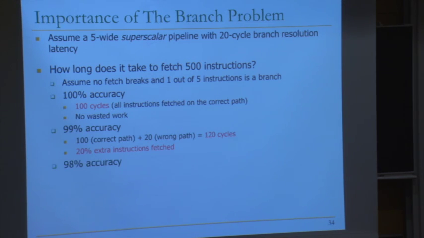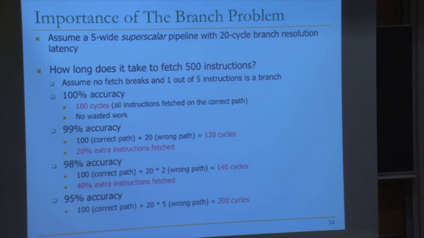Now make it 98%. Well, now you're doubling the amount of cycles you spend on the wrong path, right? Basically, you need 100 cycles to fetch the correct instructions, but you're wasting 20 times 2 cycles on the wrong path, 40 cycles. You have 40% extra instructions fetched. Instead of fetching 100 cycles, you're fetching 140 cycles. And remember, we're always fetching 5 instructions per cycle.